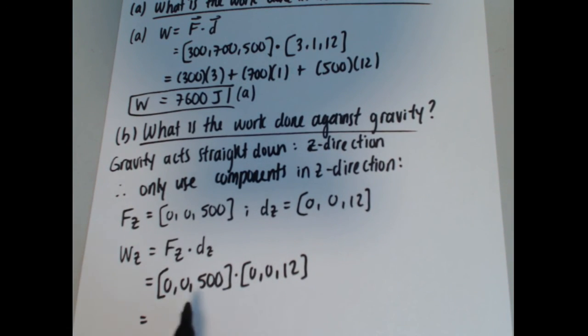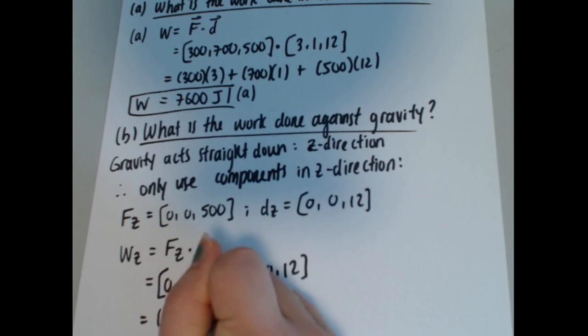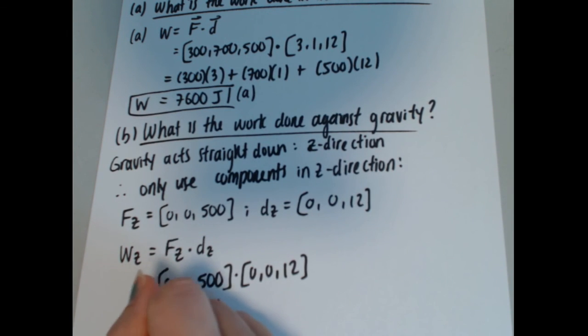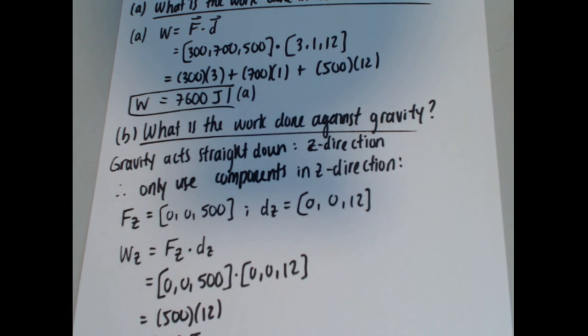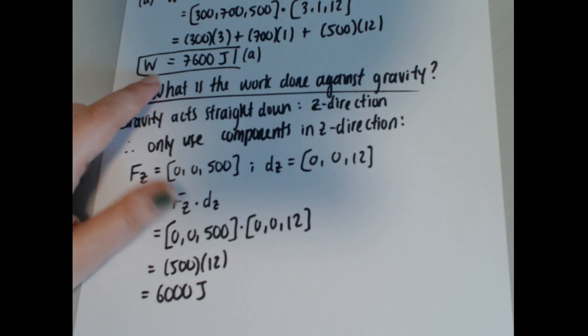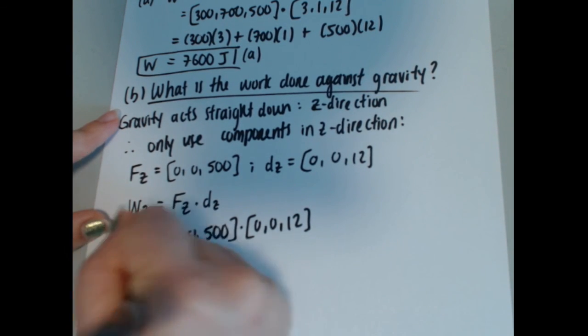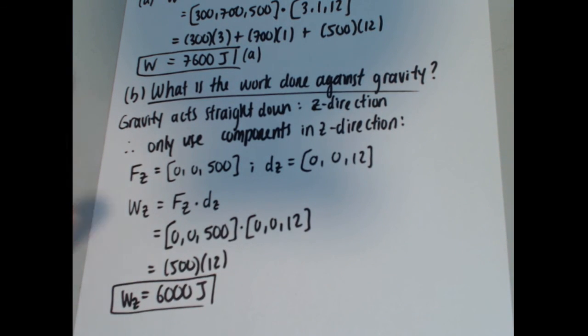So you can see it's just going to be 0 times 0 plus 0 times 0 plus 500 times 12, which is 6,000 joules. So the work done by gravity, I mean, that's a pretty substantial amount of the total work done, 7,600, but it's not the total work done. It's less than that. Okay. So hopefully we're doing okay so far.